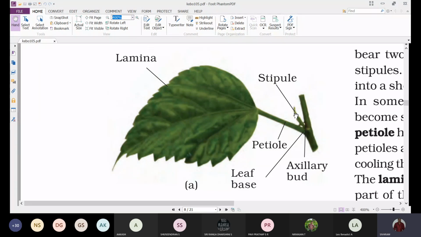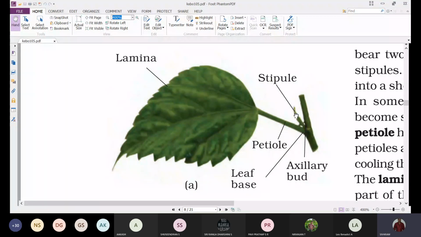That is the brief introduction to the leaf. The leaf mainly consists of three parts: leaf base, petiole, and lamina. The structure with which the leaf attaches to the stem, we call the leaf base. The stalk of the leaf, we call the petiole. The expanded part of the leaf, which is the site of photosynthesis, we call the lamina.